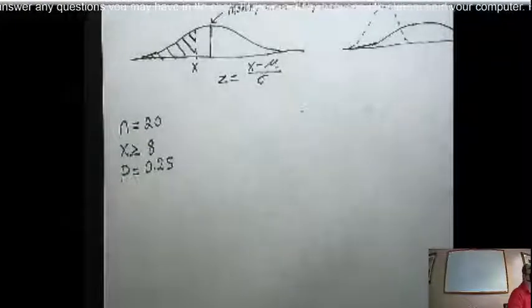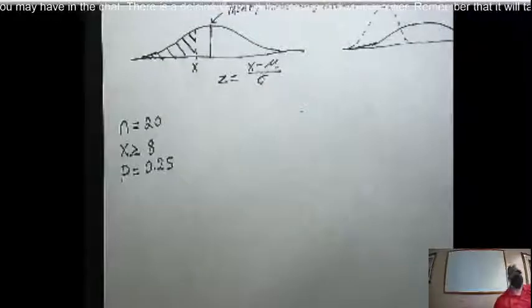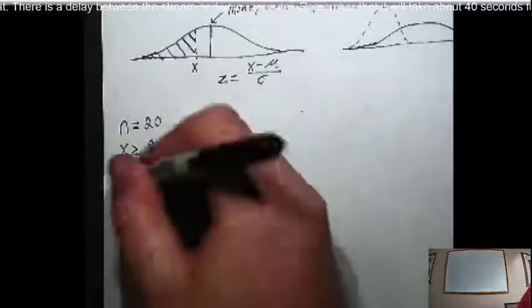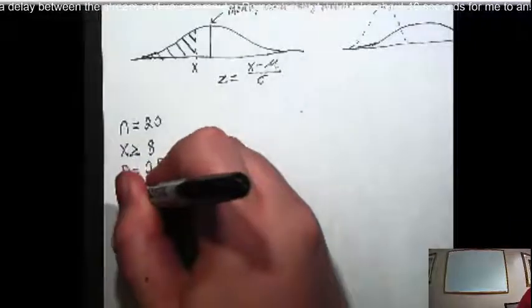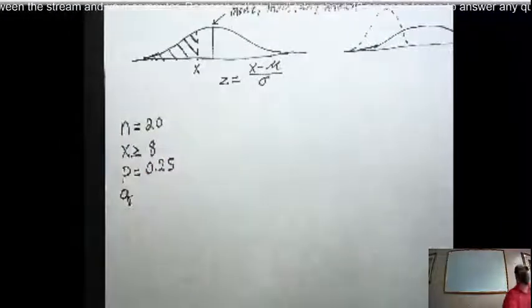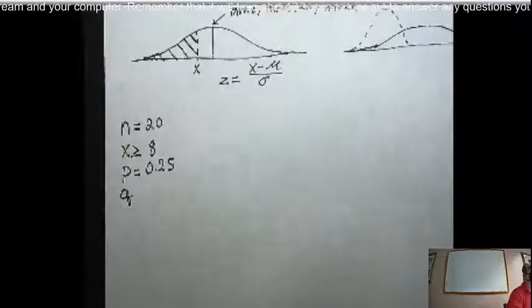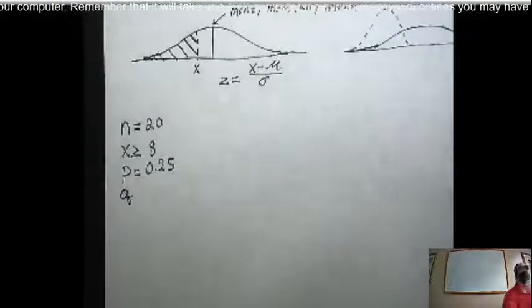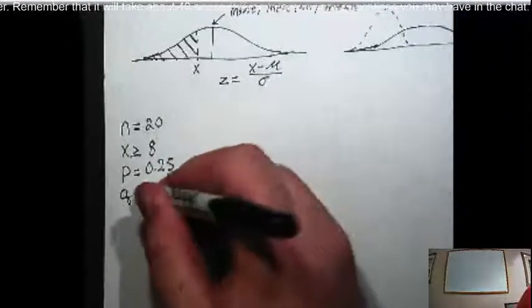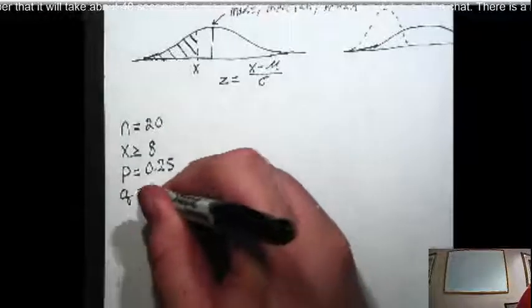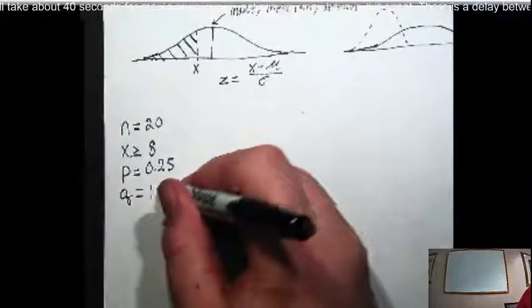Okay. One more thing that we're going to need in order to calculate this correctly is a Q value. But you will not be given a Q value. You're going to have to find the Q value. Well, luckily, it's ridiculously easy to find. It's just 1 minus P.